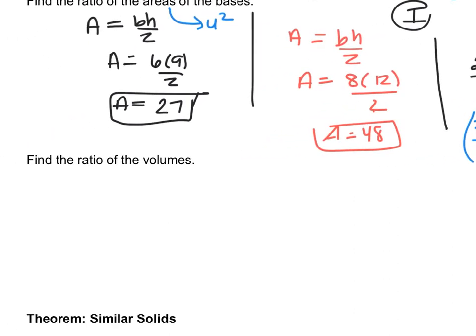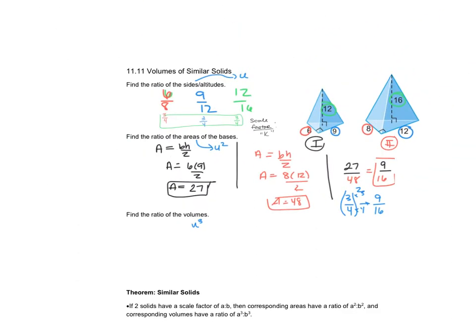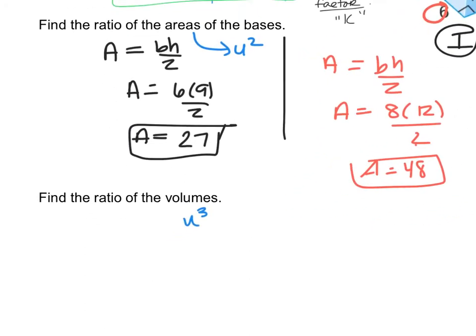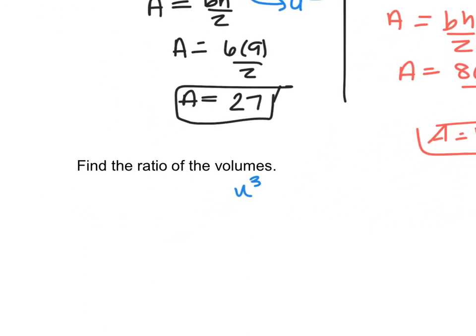How do we measure volume? We measure volume in units cubed. So in reality, my ratio should now be 3/4 cubed. But let's find the volumes of the figures just to practice. So we know the volume of a pyramid is 1/3 BH. This is for pyramid 1.